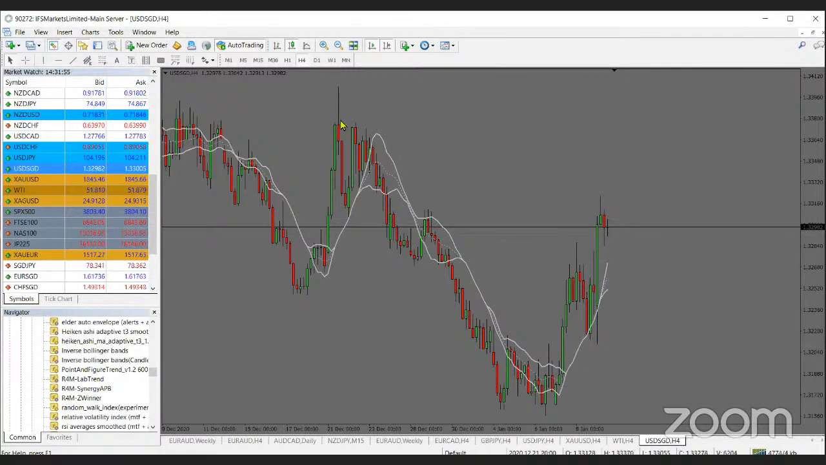For inverse Bollinger Bands, it can be used for trend trading. It also in a way detects retracement, and it can be used for breakout. It really depends on your analysis. The author, M. Layden, actually updated it.